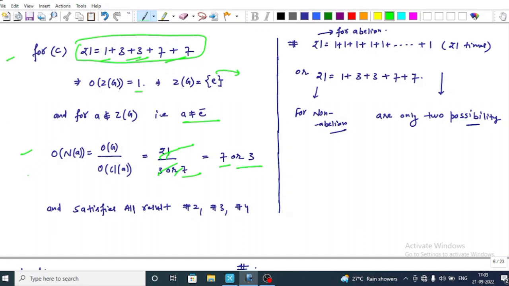Now from this information it is clear that all the results 2, 3 and 4 are satisfied.